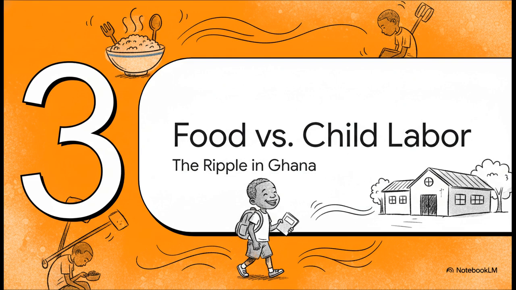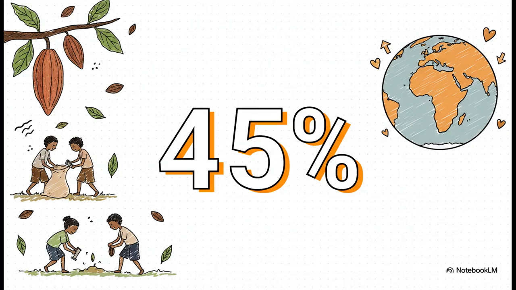Here, that same basic idea, providing food, was used to tackle a totally different and really personal problem. So, in the communities in Ghana where they farm cacao, for chocolate, there's a heartbreaking reality. Almost half, 45% of the kids in these families are working in illegal child labor. They're forced to work just so their families can get by.